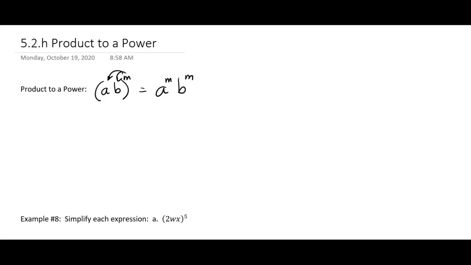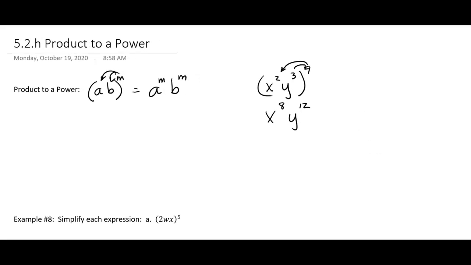So a quick example, let's say you had x squared y cubed, and you're going to raise that to the 4th power. So you'd go 4 times 2, because power to a power, right? So it'd be x to the 8th, and then y to the 12th. That's how you would do it. That was just a little mini example for you, because you'd have to go 4 times 3.